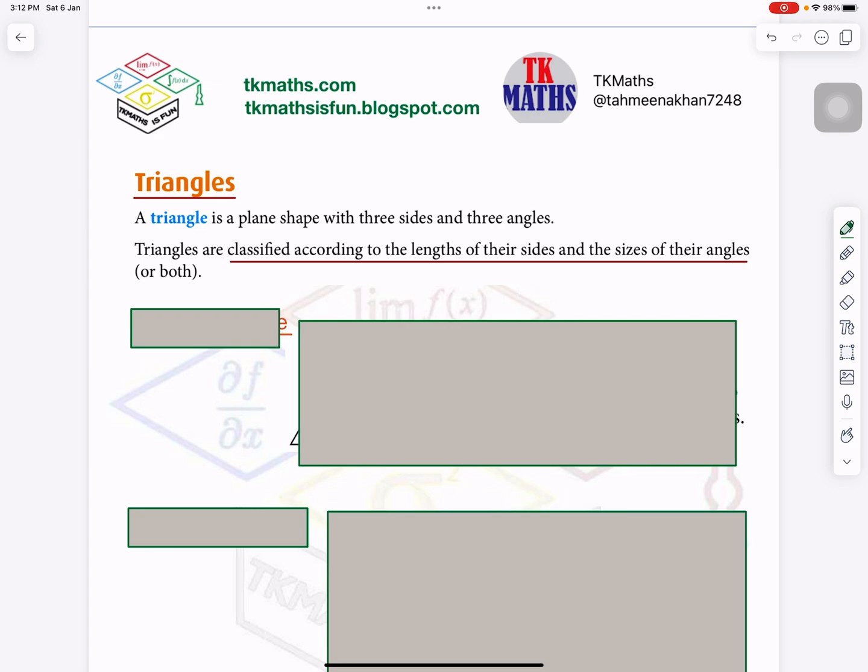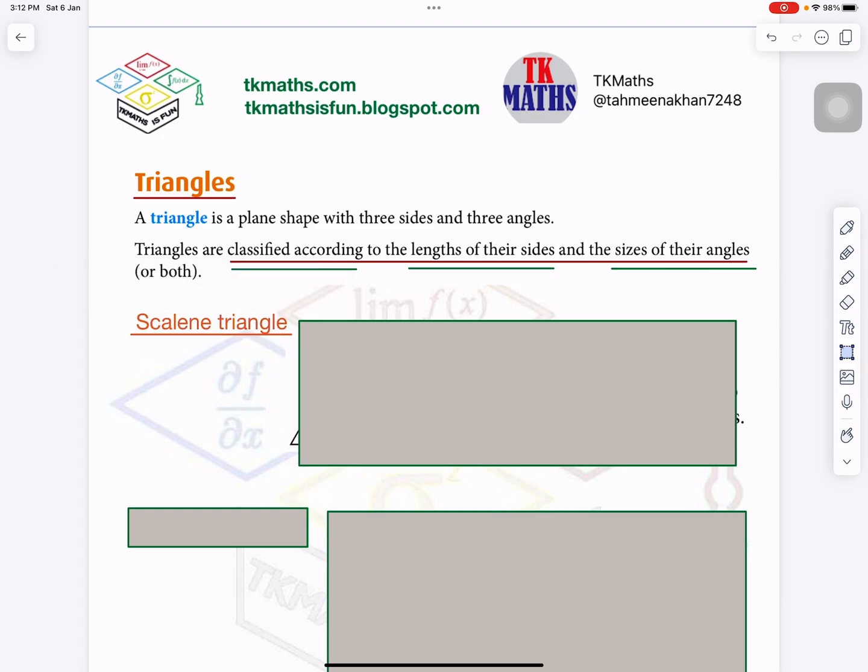But triangles are classified according to their length and sides. Now what does it mean? The name of the triangle is different based on what is the length of their sides and what is the angle in the triangle. So let's see one by one.